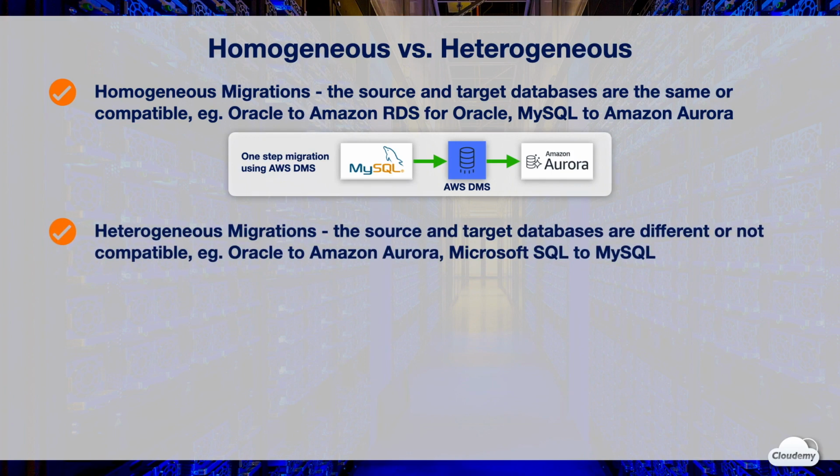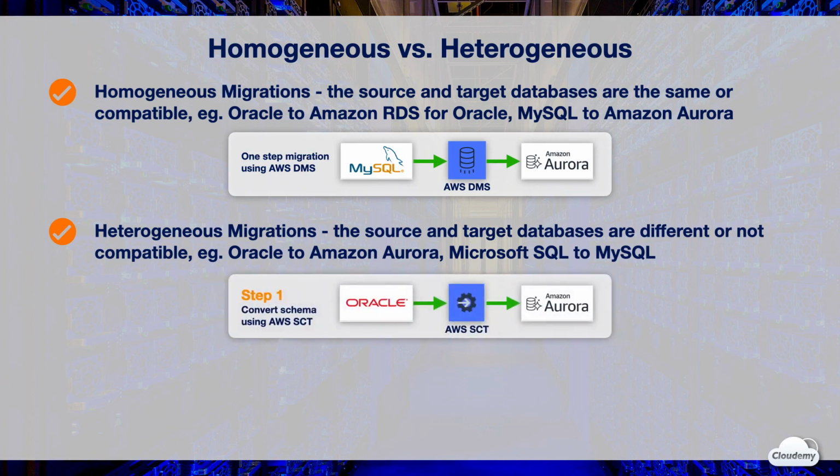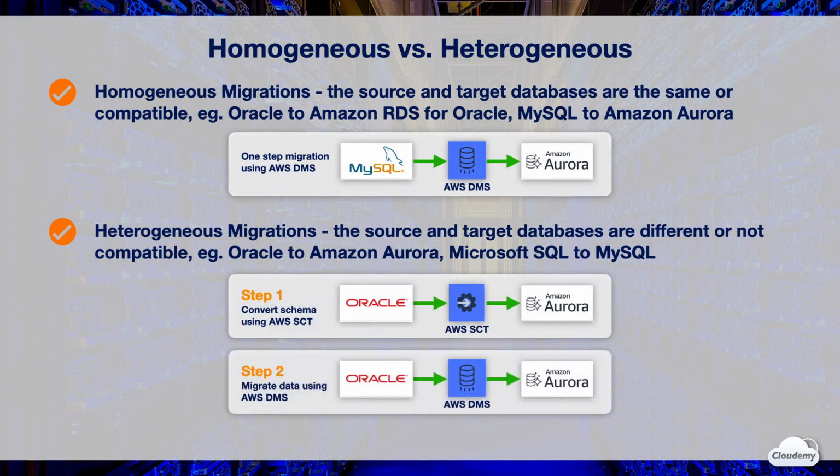Because the schema structure and data types between the source and target databases are different, it requires a schema and code transformation before the data migration starts. First, you need to convert the source schema and code to match the target database using AWS Schema Conversion Tool or SCT. Then use DMS to migrate data from the source database to the target database. All required data type conversions will automatically be done by DMS during the migration.